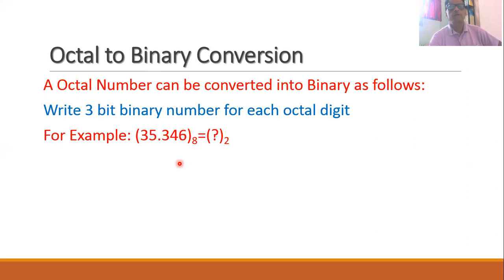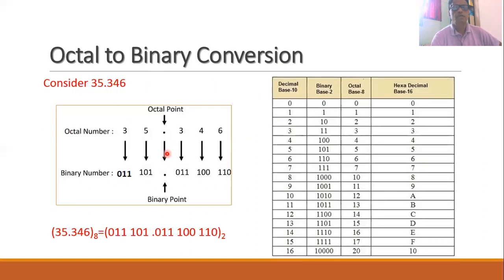Say for example, we have been given an octal number 35.346 and we want to obtain its binary equivalent. So how can we do it? First of all, I will write this number 35.346. Now starting from this octal point, I will write first a 3-bit binary number for 5. For this, I will use this table.